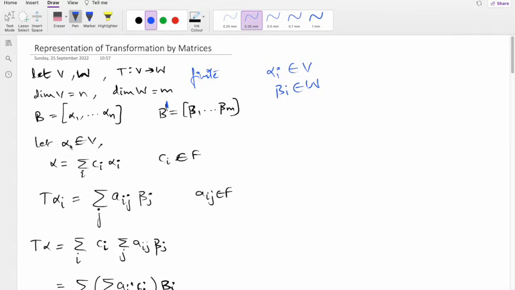Now let's say I have a vector alpha in V. I can represent alpha as a linear combination of the elements of the basis, so there is sigma i ci alpha i, where ci is from the field F. When I apply the transformation T on each of these basis vectors, T of alpha i, they are all elements of the vector space W, and therefore I can represent those vectors as linear combinations of the basis of W, that is B dash. So I am representing the linear combination as sigma j Aij beta j for every alpha i, right?